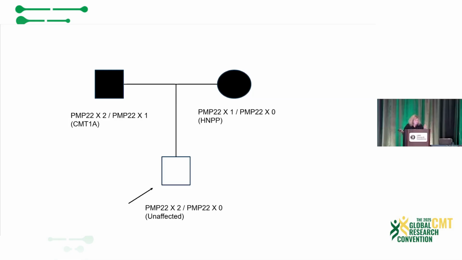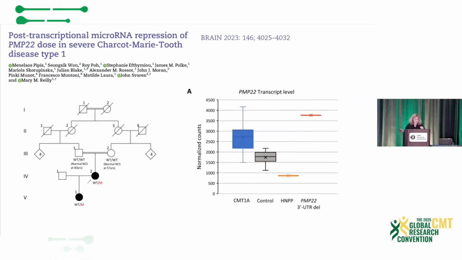So we know the cause of CMT1A is too much PMP22. And I have this very rare family who is another very unusual problem that happens to PMP22. And that's CMT1A, that's the PMP22 level, that's normal, and that's HMPP, and that's my patient. And they have a much more severe form. So we've loads of evidence that what we need to do is reduce the amount of PMP22.